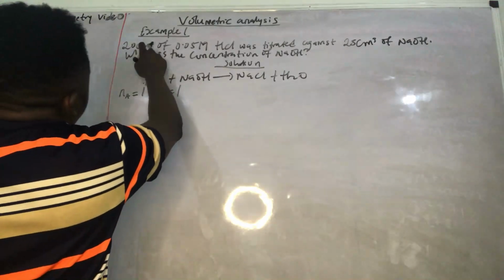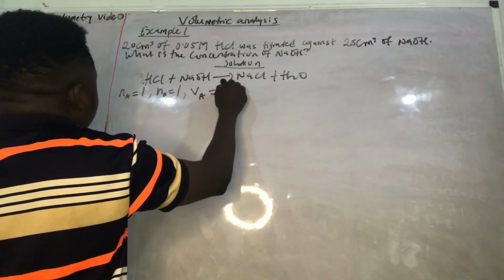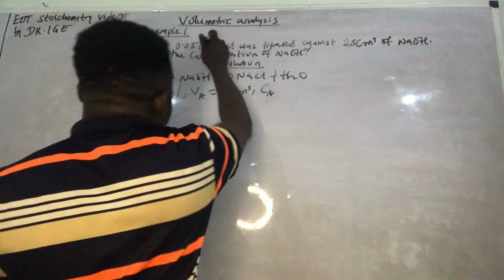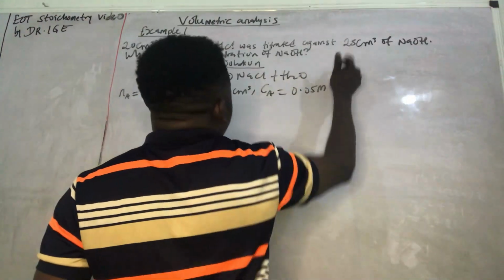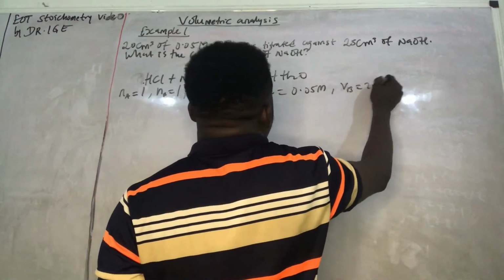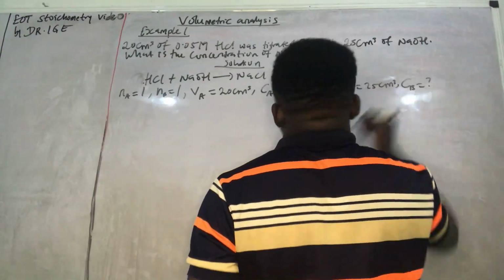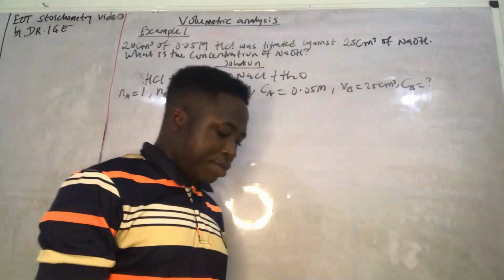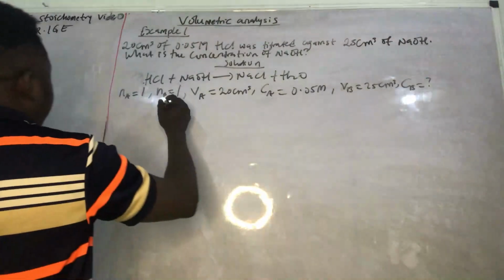And also now this is a 20 centimeter cube of this. The volume of the acid here is 20 centimeter cube. What about the concentration of the acid? This is concentration, right? It's 0.05. What else did they give to us? Volume of the base is 25 cm cube. What about concentration of the base? That's what we're looking for. That's just the logic. Very, very simple at times.